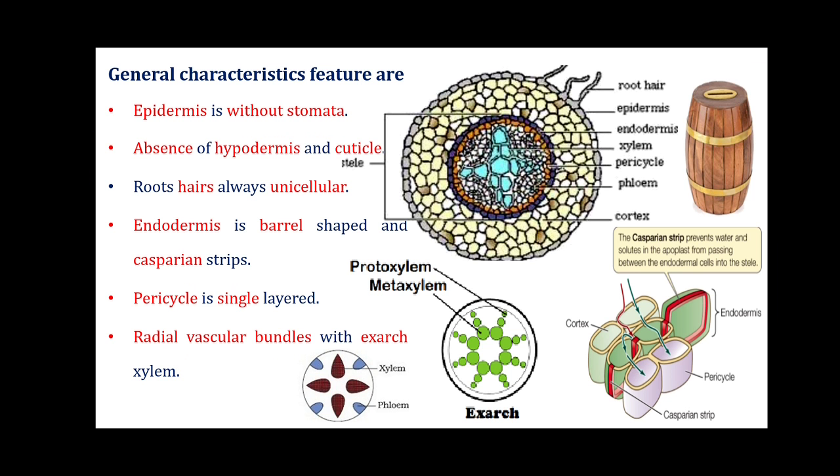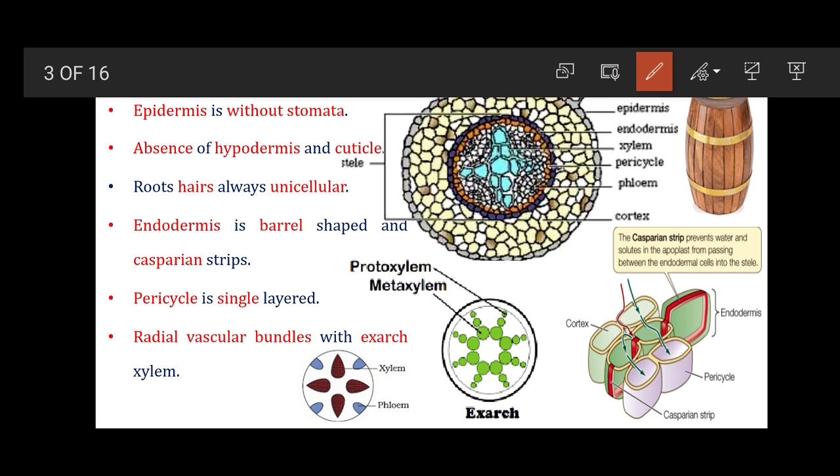Now, in detail, the general characteristic features are: epidermis is always without stomata, there is absence of hypodermis and cuticle, root hairs are always unicellular, endodermis is barrel shaped, and there is a presence of Casparian strip. This is the barrel shaped, and here you can see the red color Casparian strip. The pericycle is single layered, and the vascular bundle is radial and exarch.